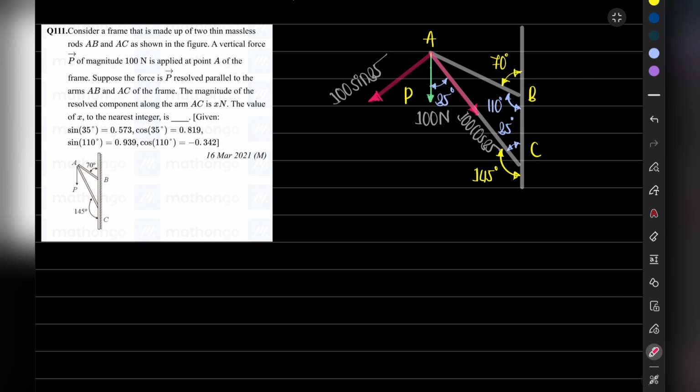As we can see, today's question says: consider a frame that is made up of two thin massless rods AB and AC. So this one is our AB and this one is our AC. A vertical force P of magnitude 100 Newton is applied at a point A of the frame. This is point A where we have applied one vertical force whose value is 100 Newton.